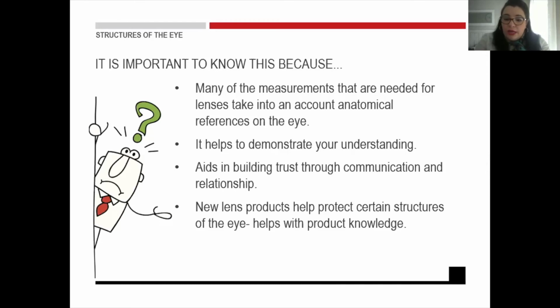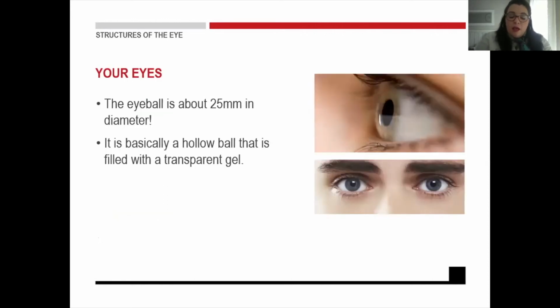There's also new lens products on the market that help to protect certain structures in the eye. And if you understand the structures in the eye, then you will understand why these products are on the market, and you will be able to advise patients in a better way. Okay, so the first structure we're going to discuss is the eyeball itself.